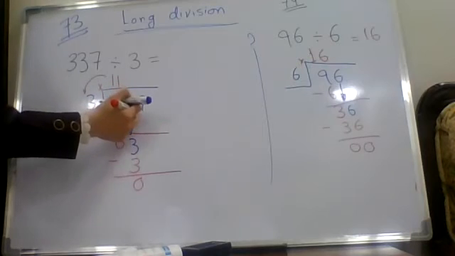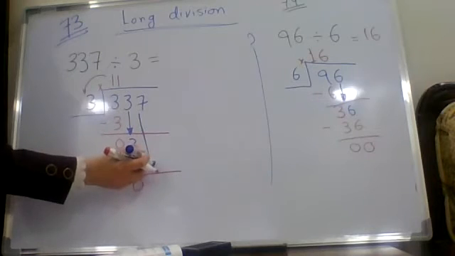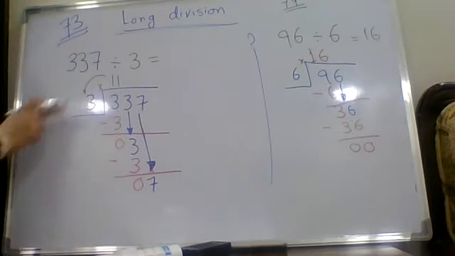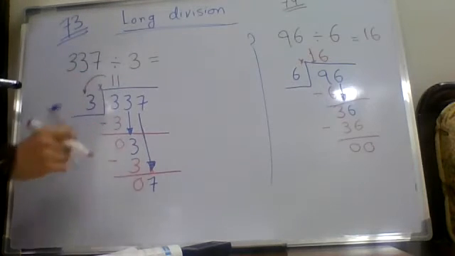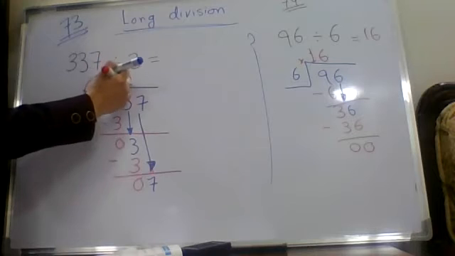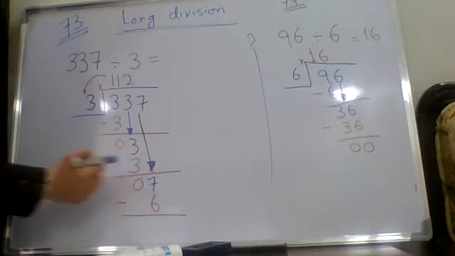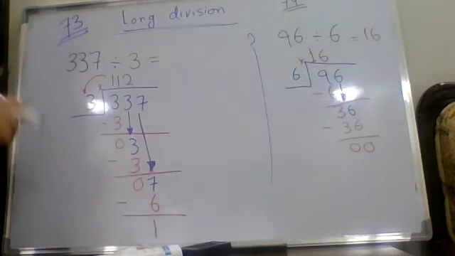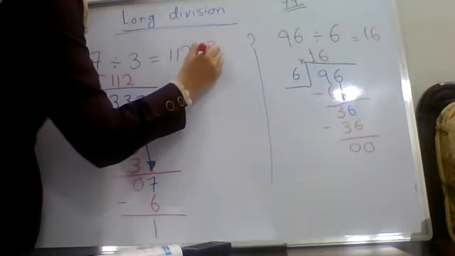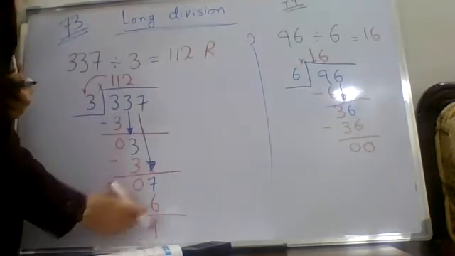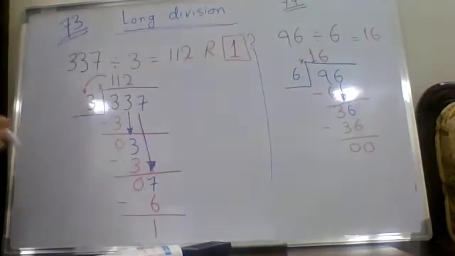Excellent. Now I need to put down the 7 so I can check it. This is the 7. How many 3 inside the 7? I have 2. I don't have 3. So I have 2. 2 times 3 equals 6. And if you take away, you have 1 remainder. So the answer is 112, and the R stands for the remainder, the number down here. The remainder is 1, okay?